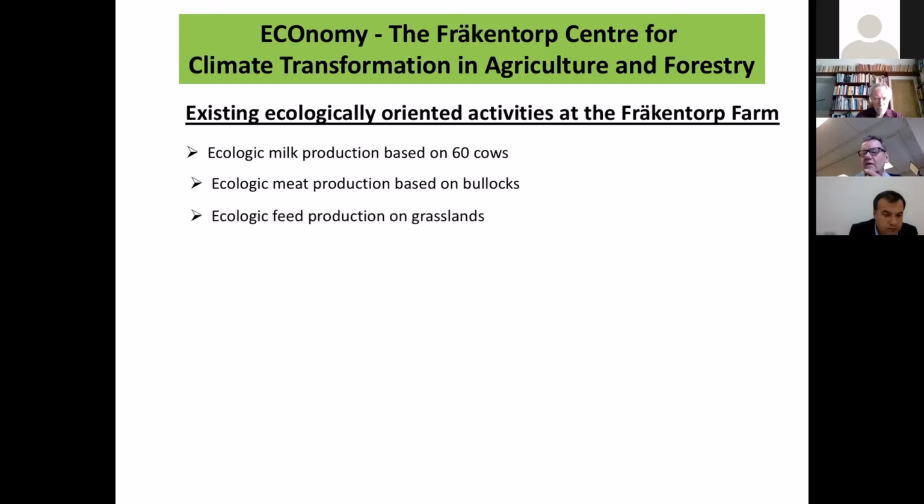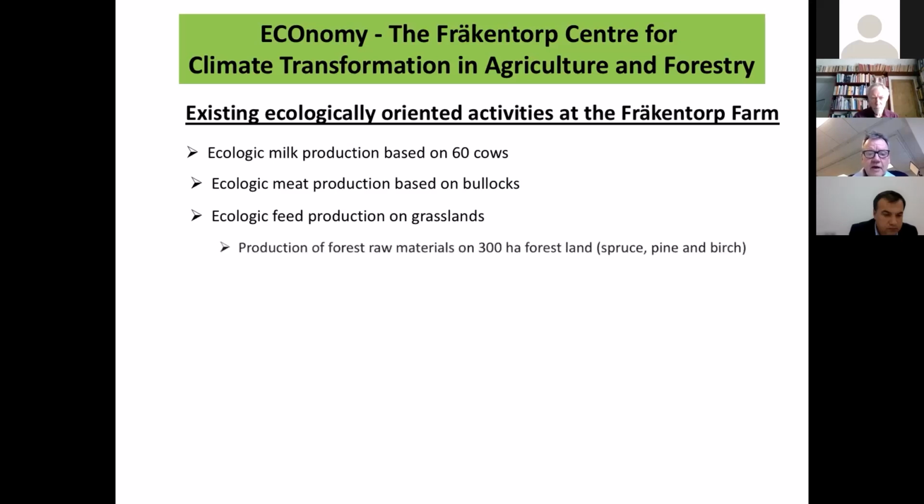Here it is very important to mention that in Sweden, we now have a very strong tendency to say that we should not eat meat. But on this farm, we are clearly in favor of meat as part of a diet, but the consumption in kilograms per person per year should decrease substantially. That is, I think, very clear. There is also ecological feed production on grasslands on this farm.